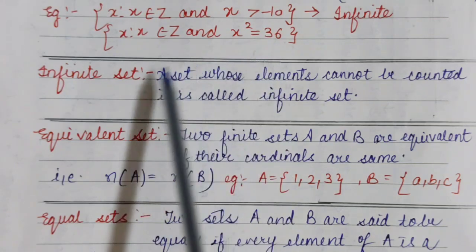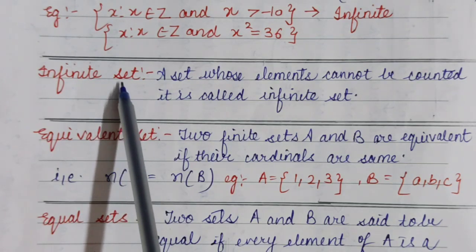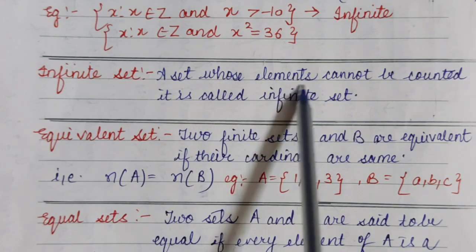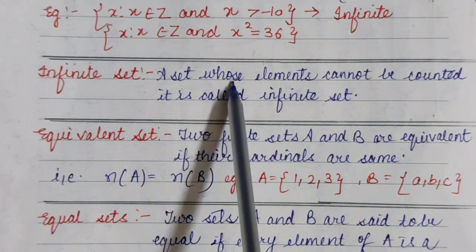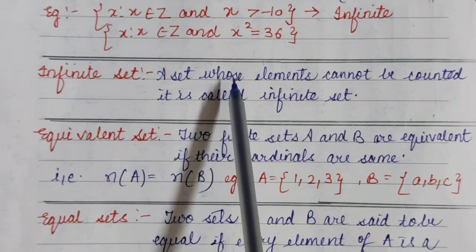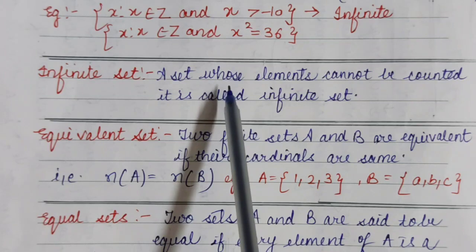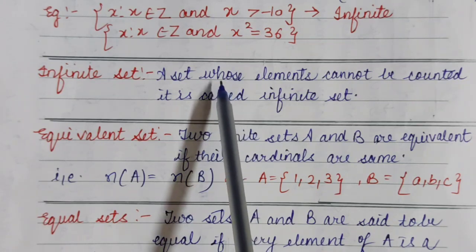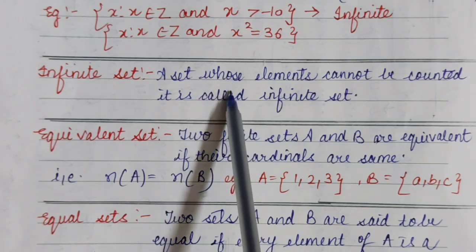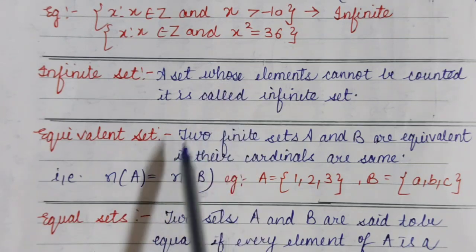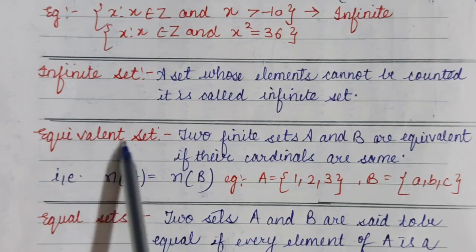Fine. After that, infinite set. What is the meaning of infinite set, students? A set whose elements cannot be counted. Like I will say, a set of natural numbers. So everyone knows it will start from 1. But we don't know where it will end. It will go to infinity. So it is impossible for us to count all these elements. So that particular set will become what? Infinite set. Fine. After that, next is equivalent sets.